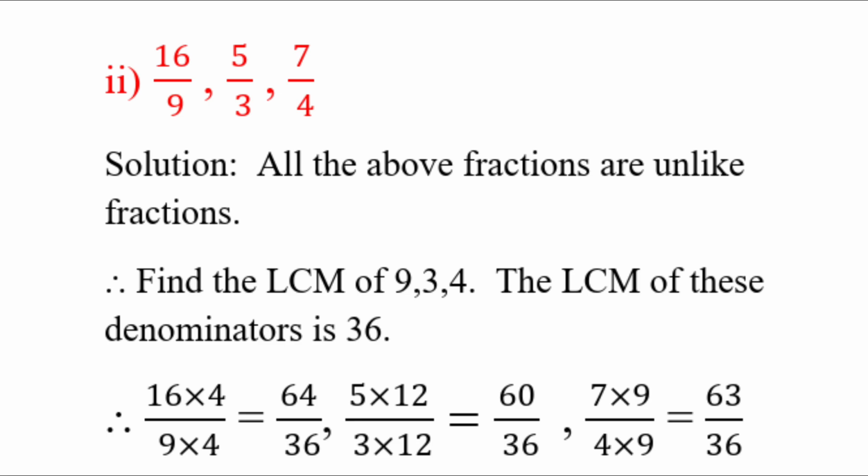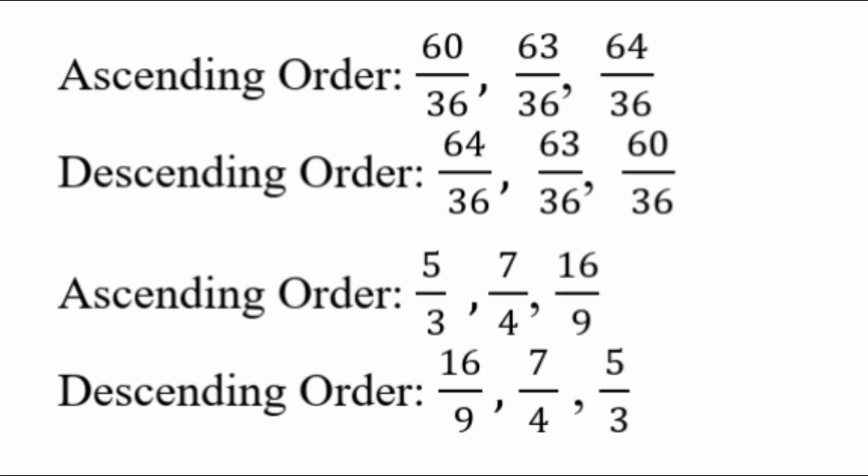Now we have three fractions: 64 by 36, the second one 60 by 36, and the third one 63 by 36. Now arrange these fractions in ascending and descending order. Ascending order will be 60 by 36, 63 by 36 and 64 by 36. Descending order will be opposite of ascending.